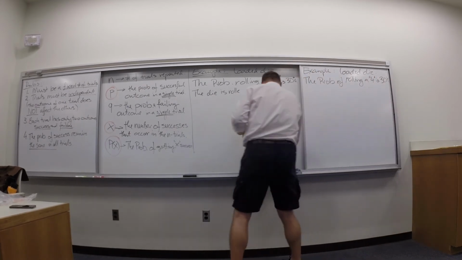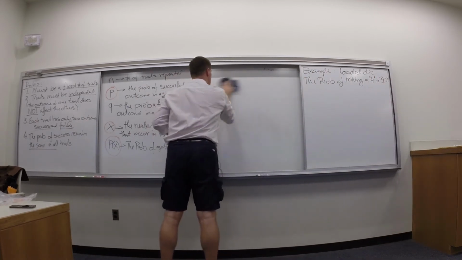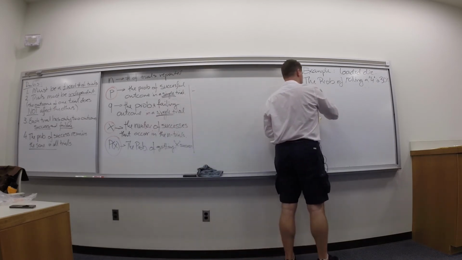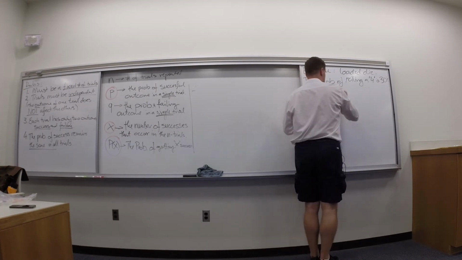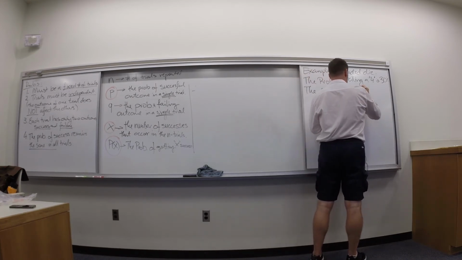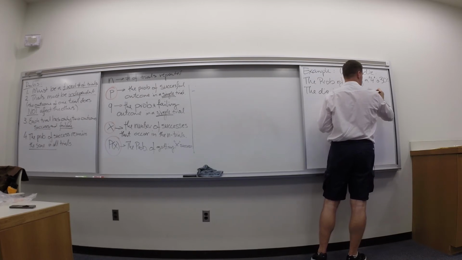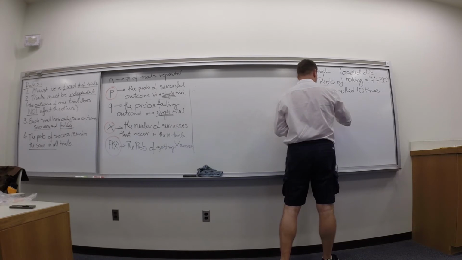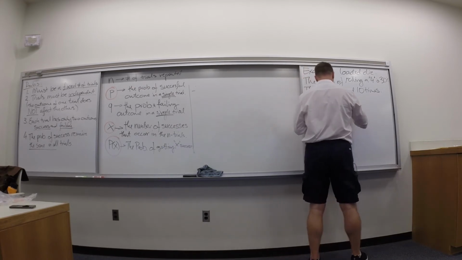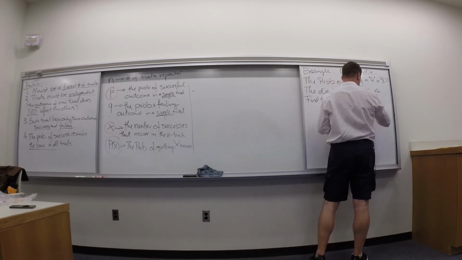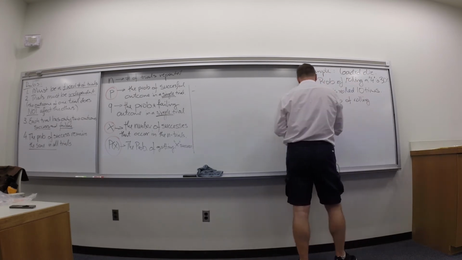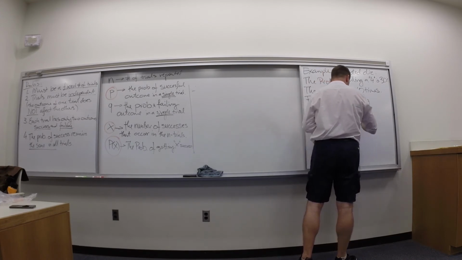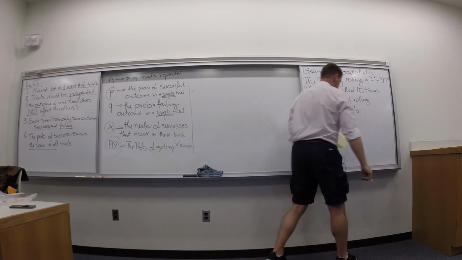It's 30%. The die is rolled 10 times. Find the probability of rolling exactly 8 fours.